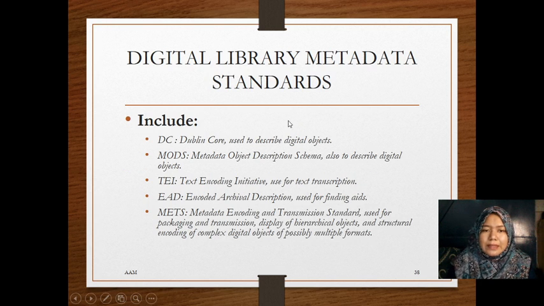So metadata standards include DC core, used to describe digital objects; MODS, the Metadata Object Description Schema, also used to describe digital objects; TEI, the Text Encoding Initiative, used for text transcription; EAD, Encoded Archival Description, used for finding aids; and METS, the Metadata Encoding and Transmission Standard, used for packaging and transmission, display of hierarchical objects and structural encoding of complex digital objects of possibly multiple formats.